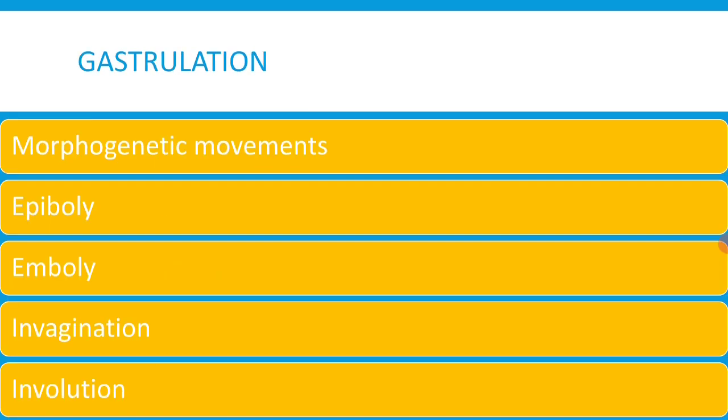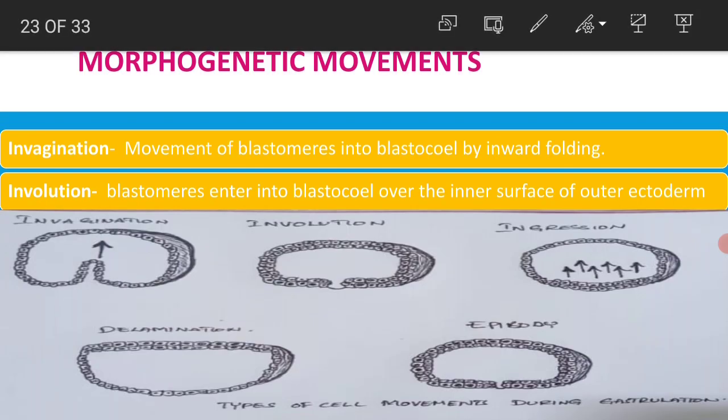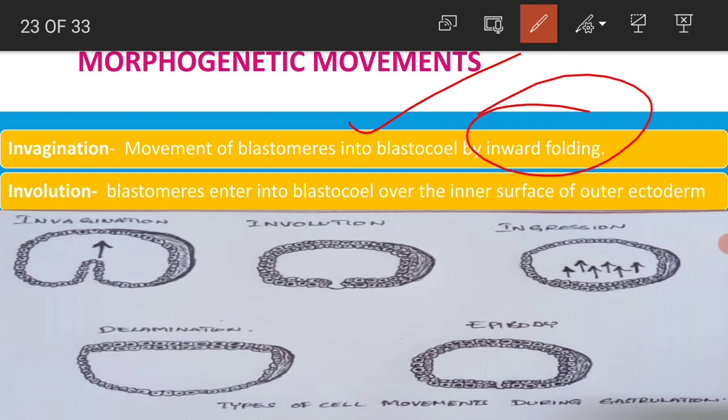And during the process of gastrulation, morphogenetic movements are very clearly observed. As I mentioned earlier, there are various types of morphogenetic movements like epiboly, emboly, invagination, and involution. What is invagination? It is the movement of blastomeres into blastocele by inward folding. This is very important. And when blastomeres enter into blastocele over the inner surface of the outer ectoderm, that is called involution.